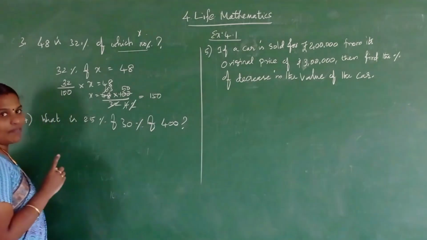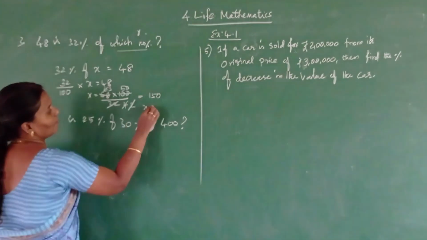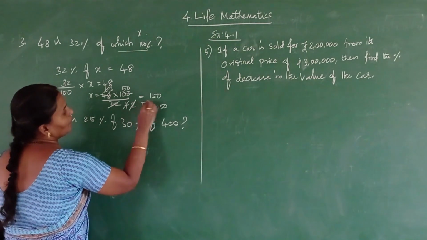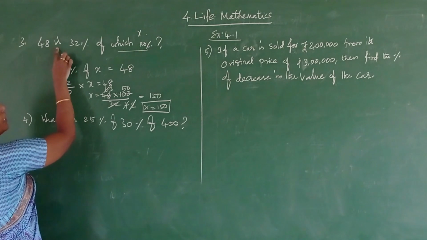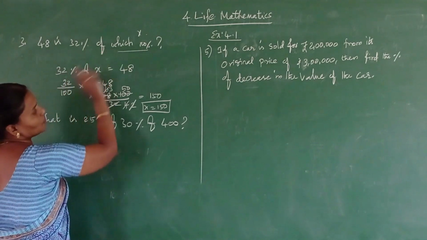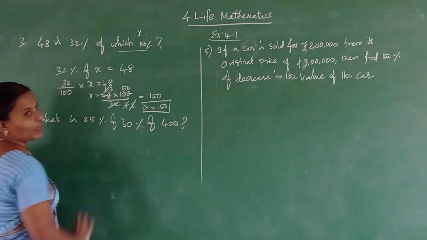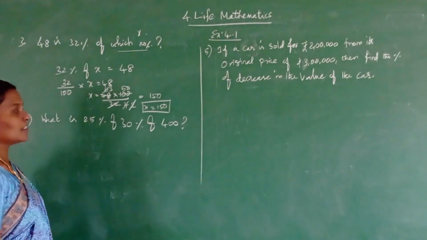150. Okay. So what is the value of x? x is equal to 150. Okay, so 48 is 32% of 150. Okay. Good, children.